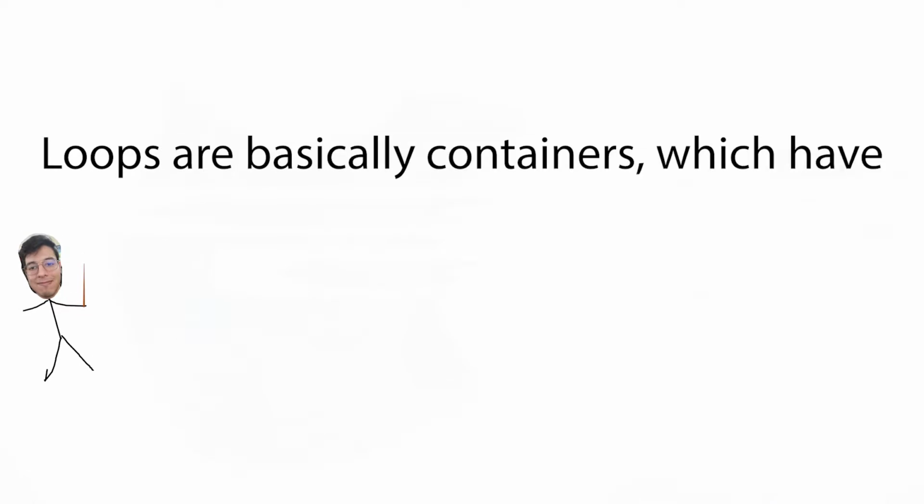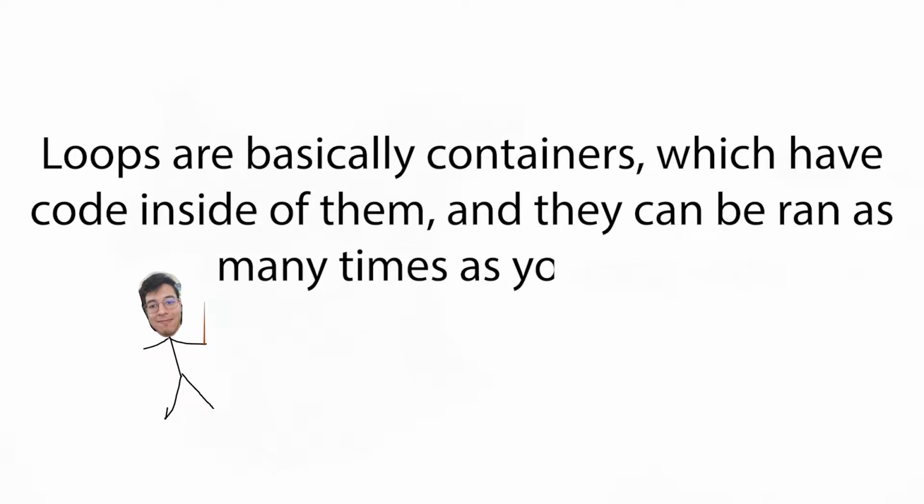Okay, as always, we're going to start off with the definition. So the definition of a loop is very simple. Loops are basically containers, which have code inside of them, and they can be ran as many times as you want. That's cool, but I'm a visual learner, so how does that look like?